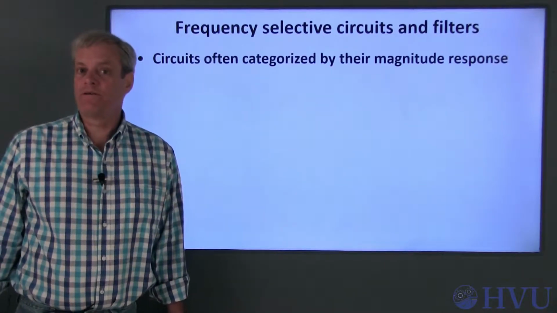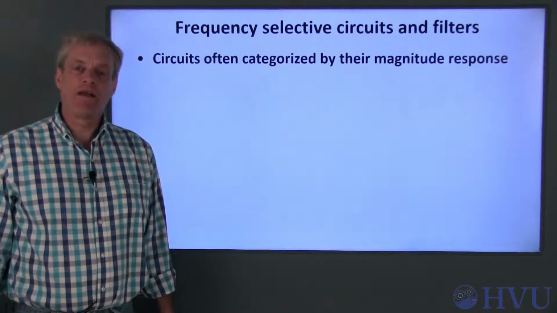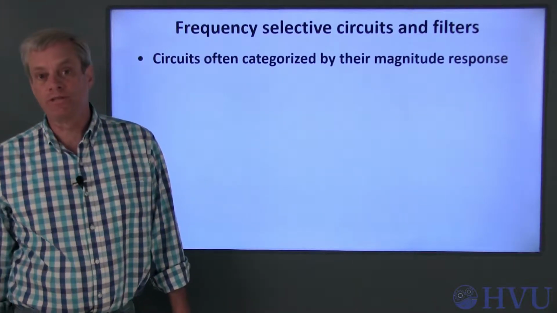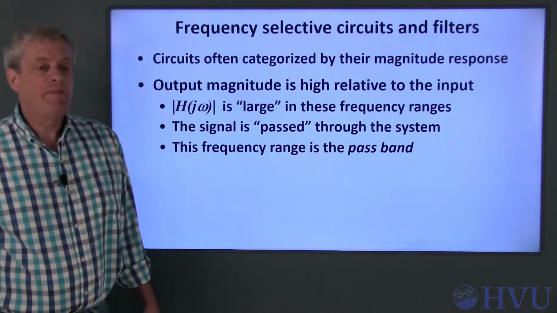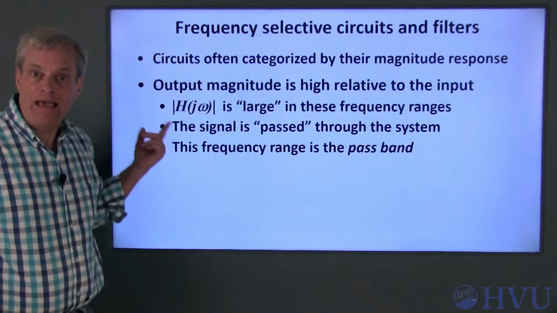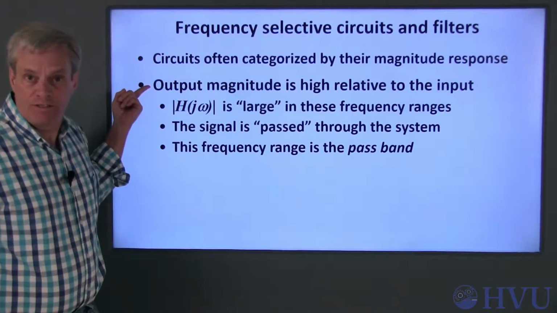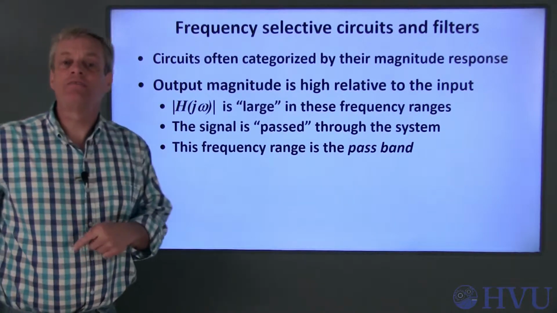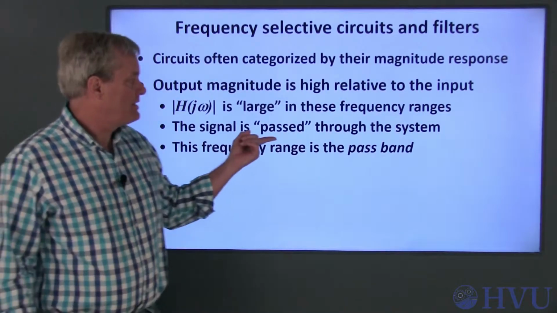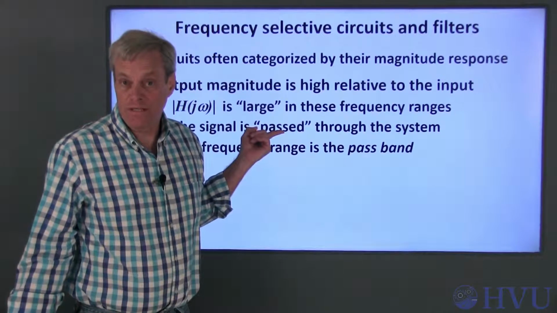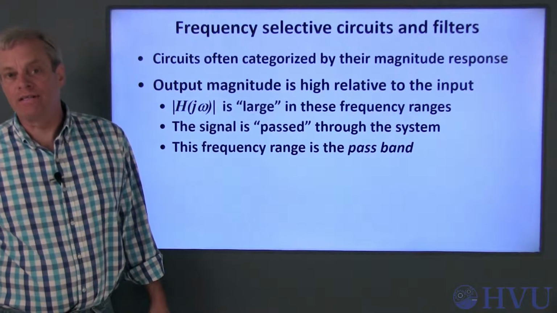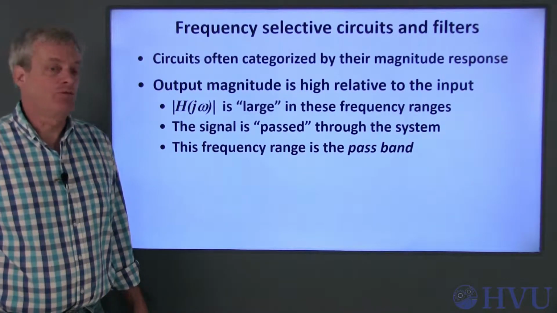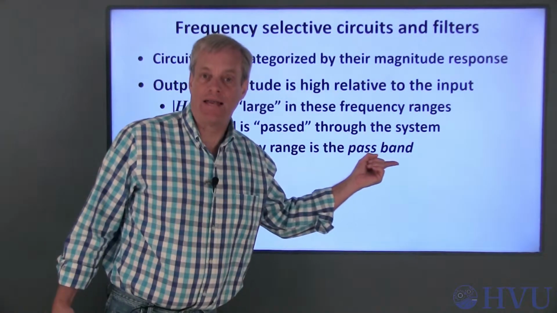In general, the characterization is based on identifying ranges of frequencies where the magnitude response is high and where the magnitude response is low. When the magnitude response is high, the output amplitude will be high relative to the input amplitude. At these frequencies, the input signal is said to be passed through the system, since the input signals at those frequencies will be readily apparent in the output. This range of frequencies is called the pass band.